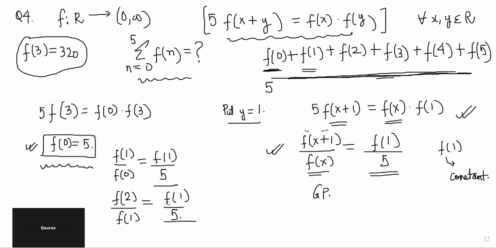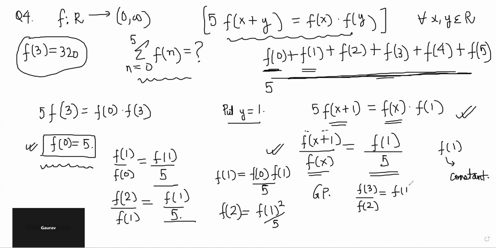Do you understand that this side is always fixed? So we can write f of 1 as what? f of 0 into f of 1 by 5, right? Okay, and f of 2 is what? f of 1 square by 5, right? What will be f of 3 by f of 2? It will be f of 1 by 5. So f of 3 will be f of 2 into f of 1 by 5, right?